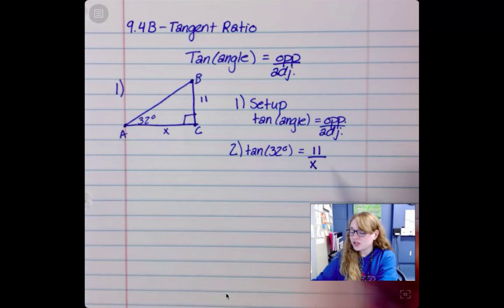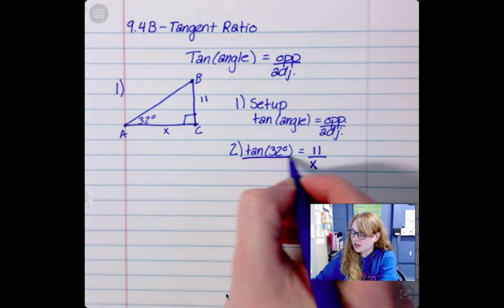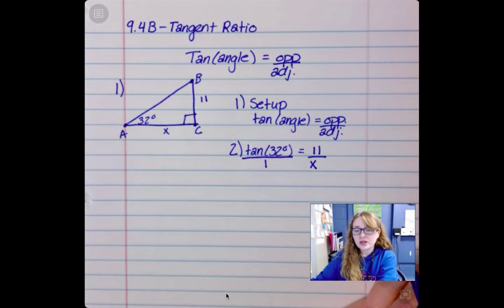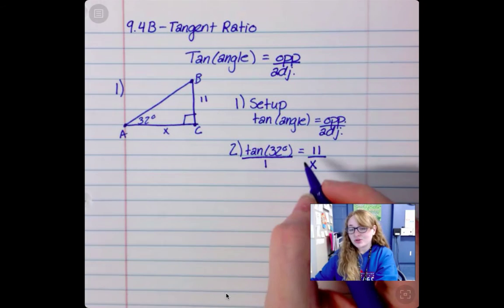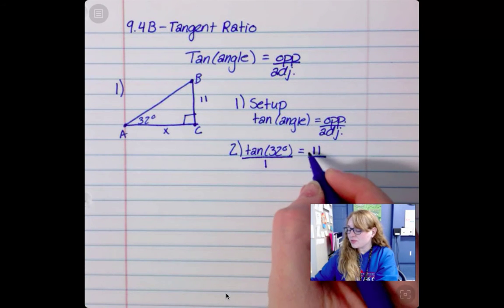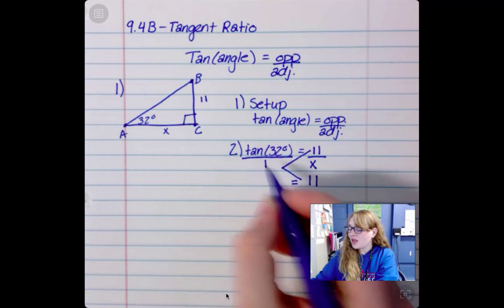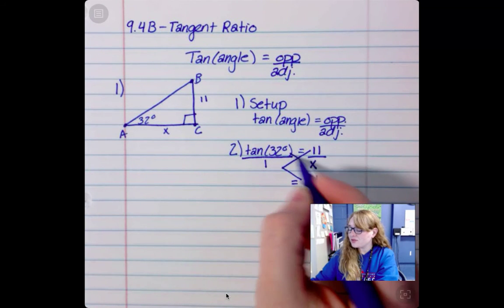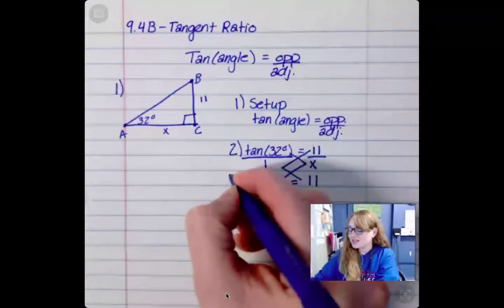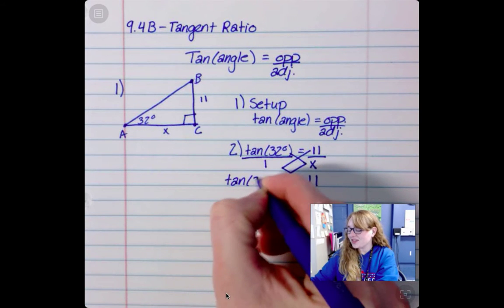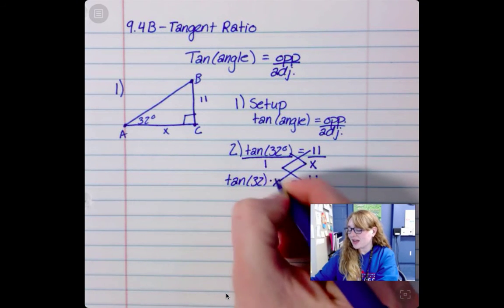Now what we're going to do is put this over a 1 so that we have fractions on both sides, and we can continue with our next step, which is cross multiplication. So we can take 11 times 1 and get 11. And then the tangent of 32 times x gives us the tangent of 32 degrees times x.